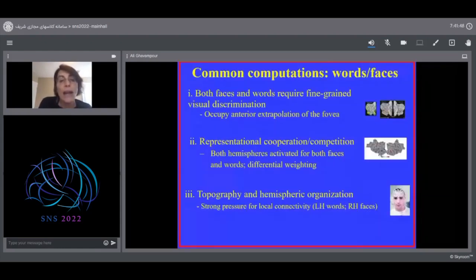So I have argued in this interdependence theory that there are these three principles: fine-grained foveal discrimination for both categories, dynamics of cooperation and competition that gives rise to the graded asymmetry in the two hemispheres, and finally a strong pressure for local connectivity driving the left hemisphere word activation.